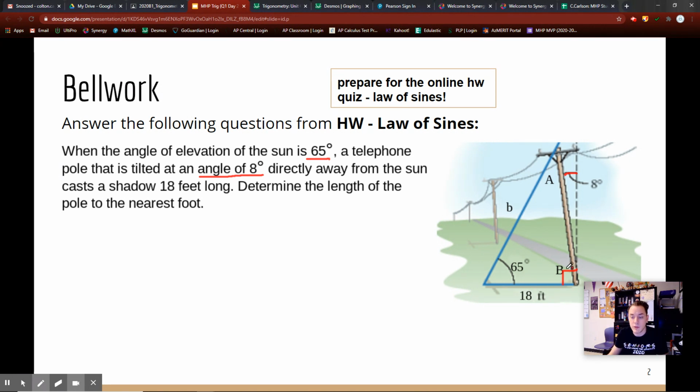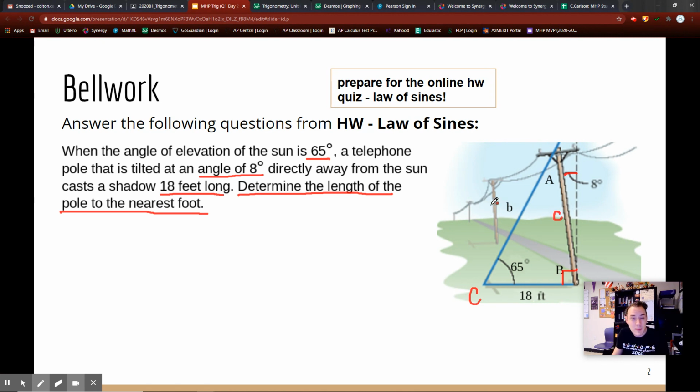We're going to use that when we find B in a little bit. The pole is tilted directly away from the sun, which casts a shadow 18 feet long. Now, the main thing we want to know is to determine the length of the pole. So if I want to know the length of the pole, we can call this C, because that's A, that's B, and the length of the pole is lowercase c.